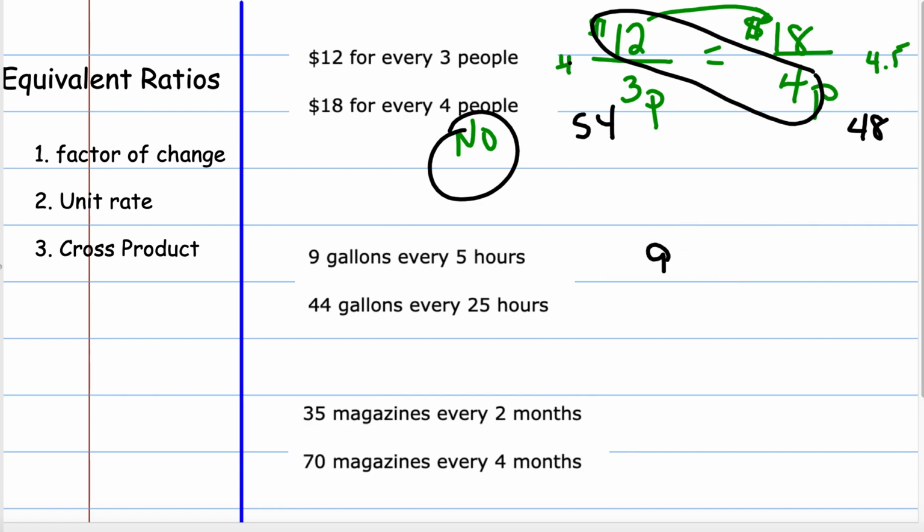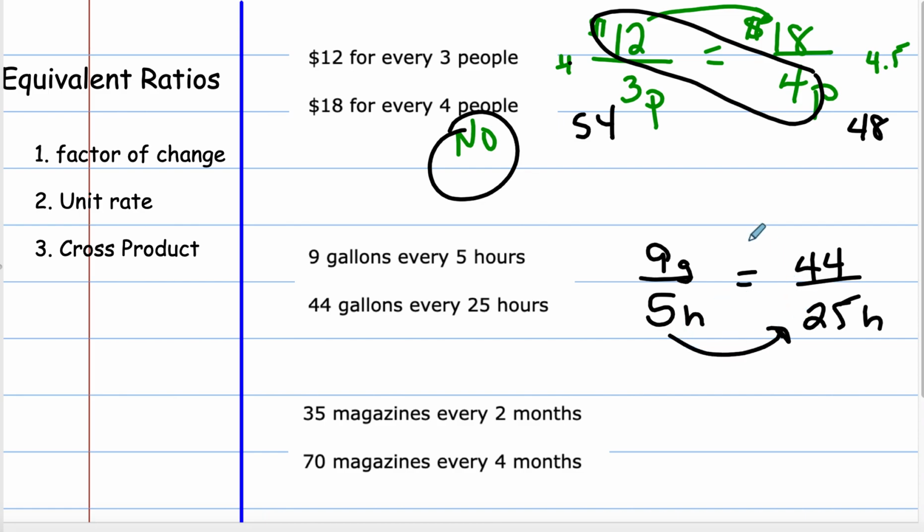All right, we have 9 gallons for every 5 hours. Does that equal 44 gallons for every 25 hours? I'm going to use factor of change because I can see it the quickest. That's times 5. 9 times 5 is 45, not 44, so the answer is no.